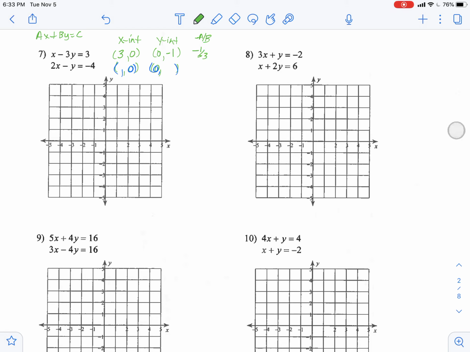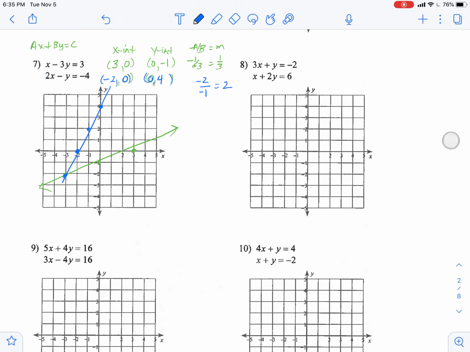If I do -a over b, okay, that would be a -2, and my b is a -1, which means my slope is 2. Again, you don't necessarily need that all the time, but we might. So let's go ahead and put in -2, 0, and 0, 4. And again, my slope is 2, so if I go up 2, right 1, that would give me a point there. If I go down, I'm going to right there. And so again, we can already see where these 2 lines are going to hit.